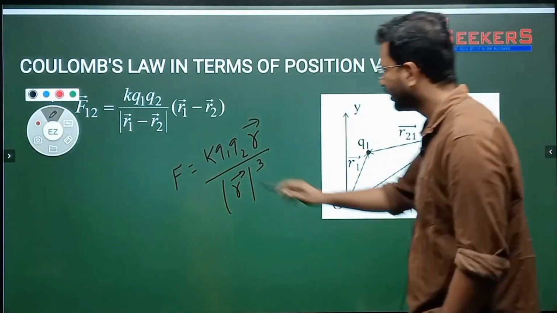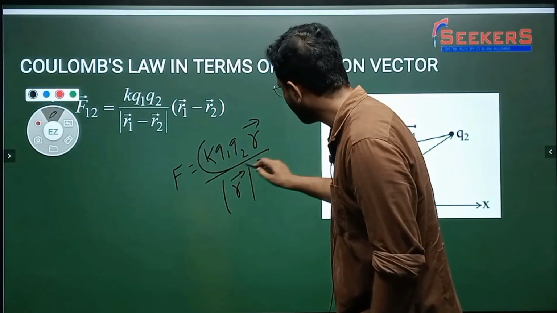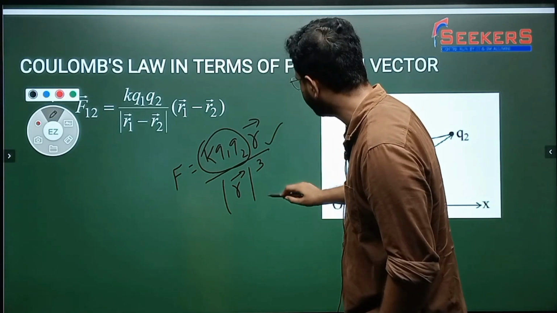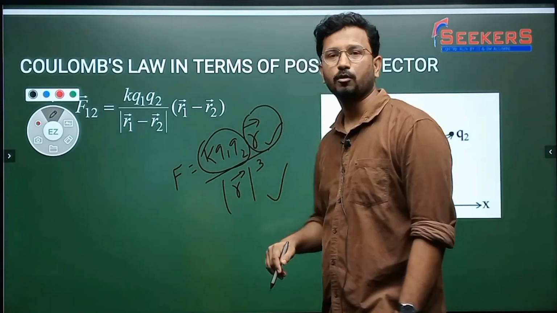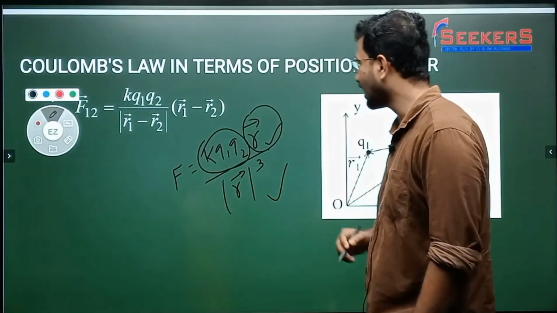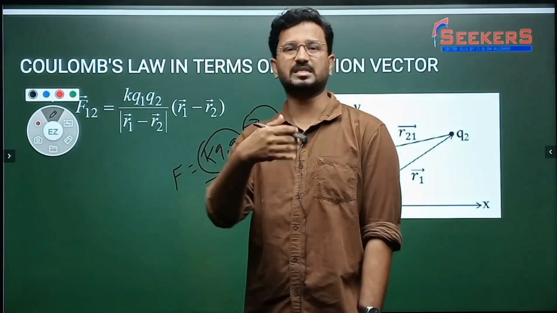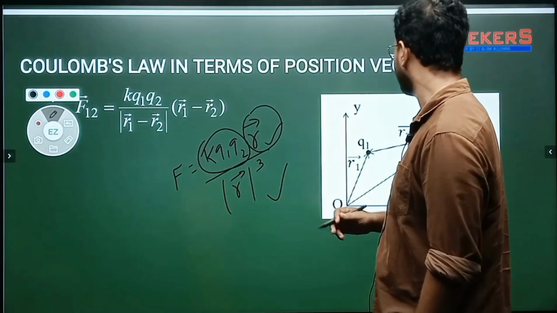So if you see here, K, Q1, Q2, these things are the same as the previous slide. Here we are changing a little bit. What is this R? This is basically a vector. What is this vector? This R is the position vector of the force experiencing particle with respect to the force exerting particle.